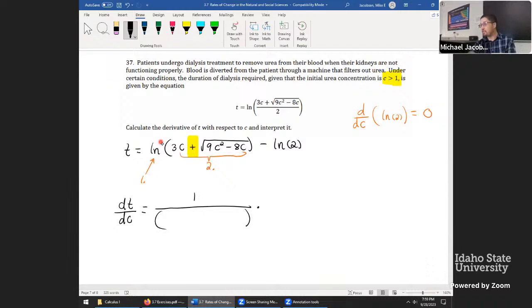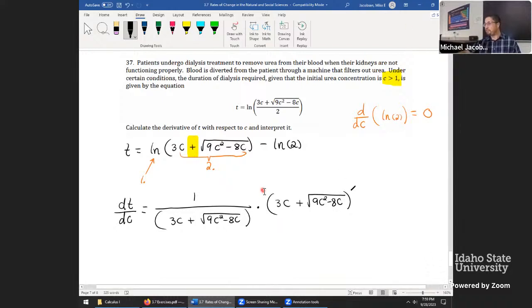Because it's a chain rule, we'll also go times another derivative like that. Then standard procedure, take your entire inner function, put it in both of those placeholders. So 3c plus root 9c squared minus 8c will go here and here. 3c plus root 9c squared minus 8c.